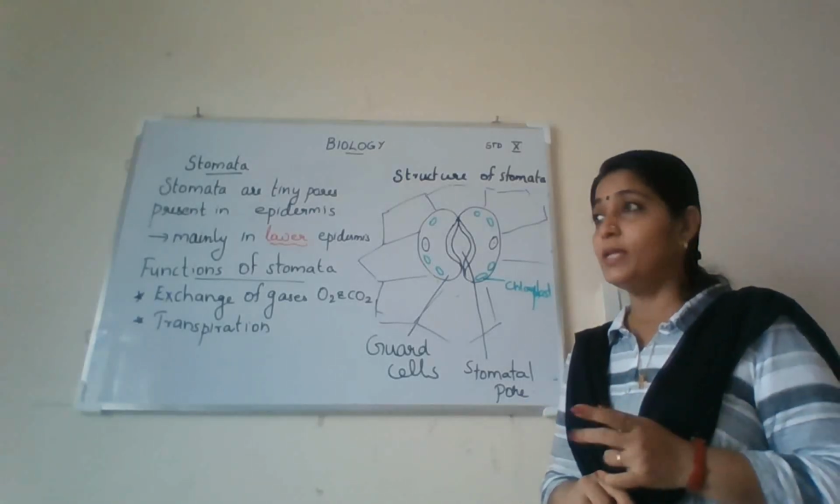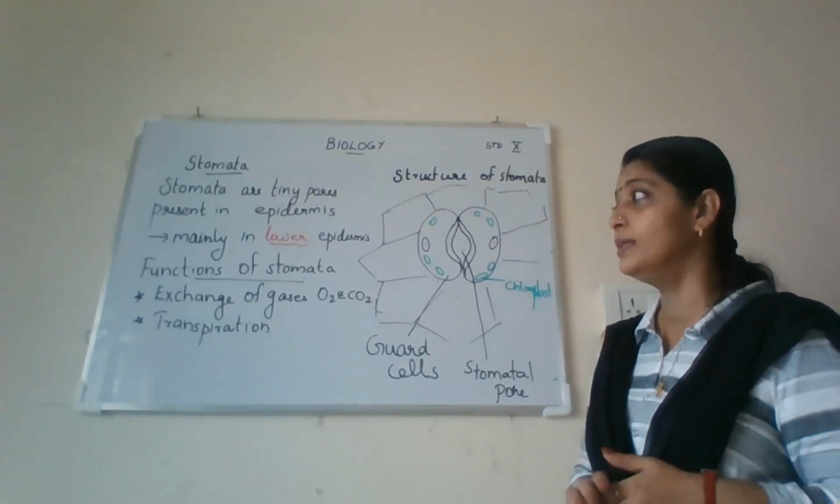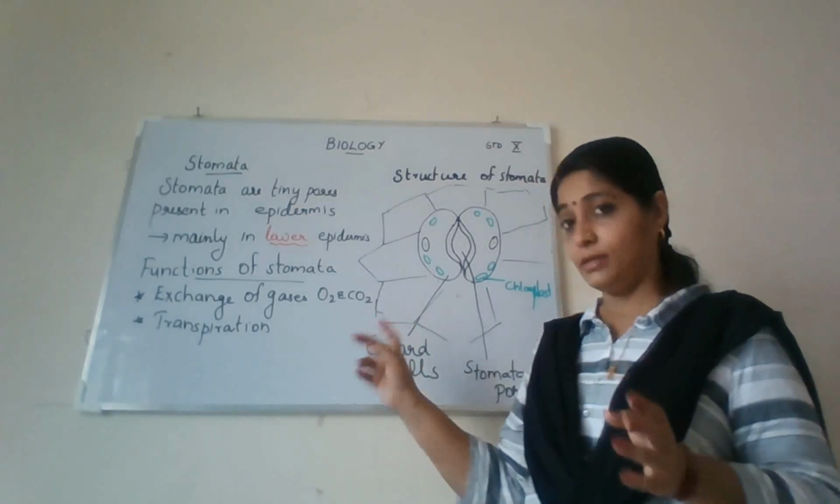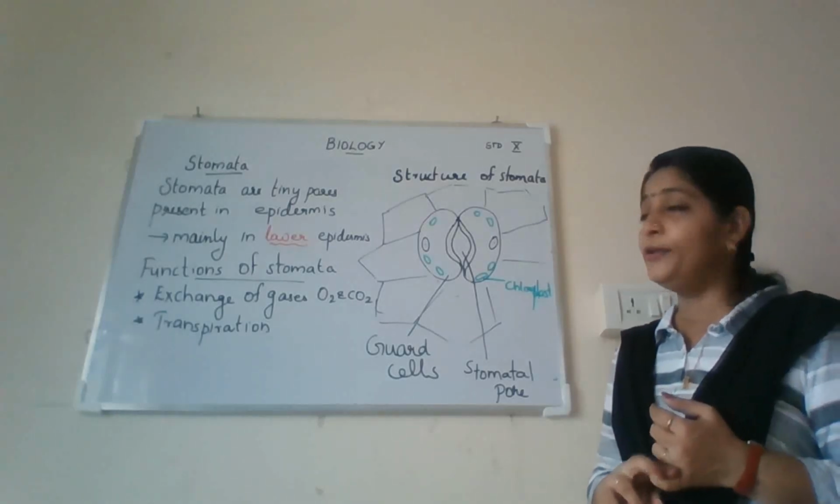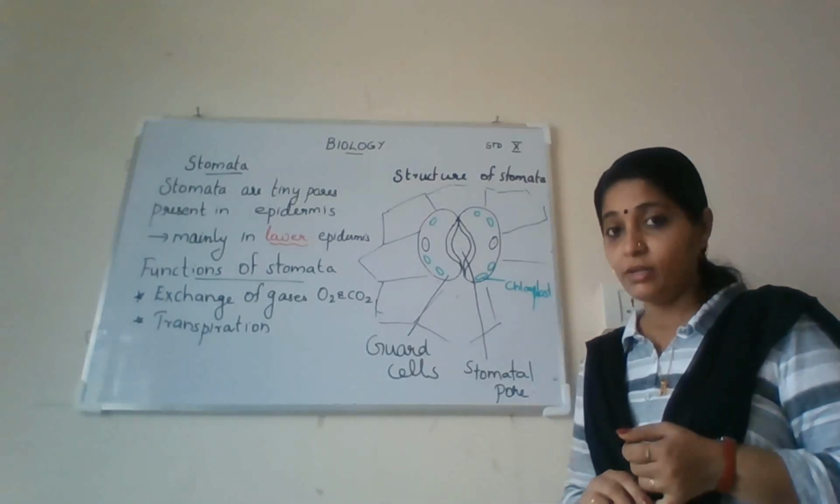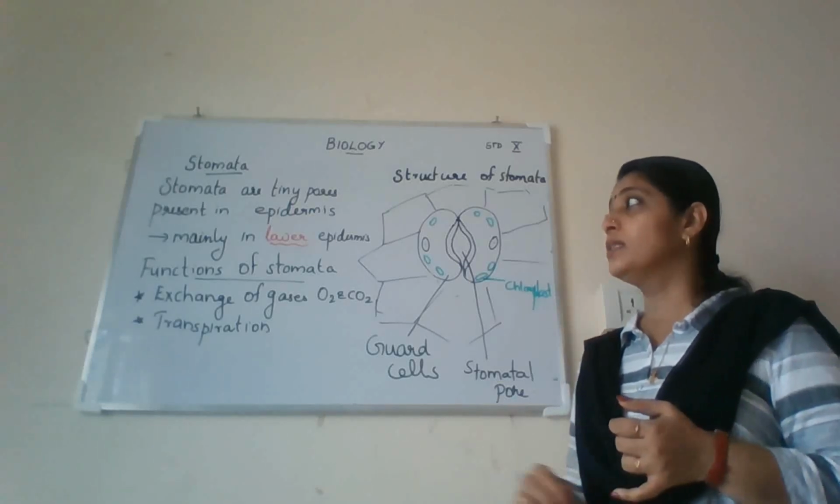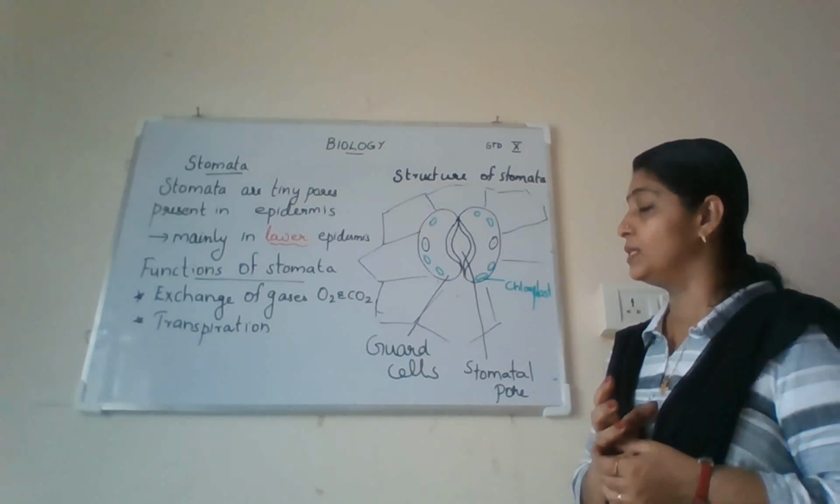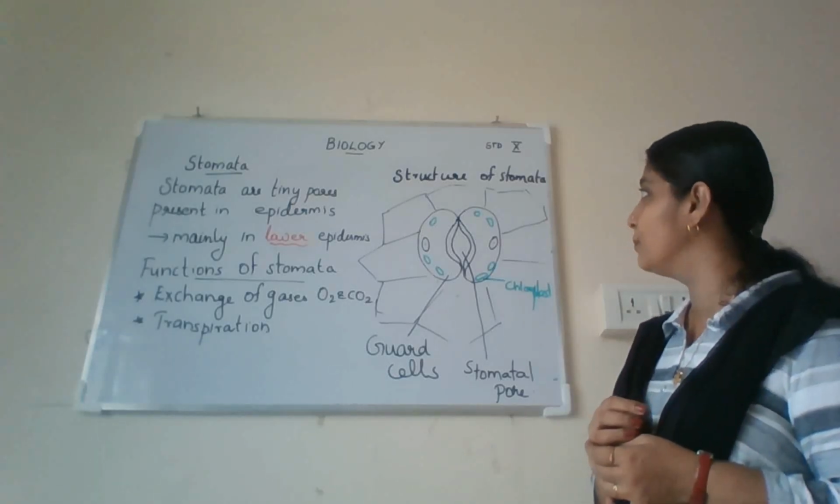The functions of stomata, that also I have learned in 9th grade. That is exchange of gases like carbon dioxide and oxygen, and also helps in transpiration. Transpiration means the removal of excess water from the leaf. So these are the major functions of stomata. Exchange of gases and also transpiration are the major functions of stomata.